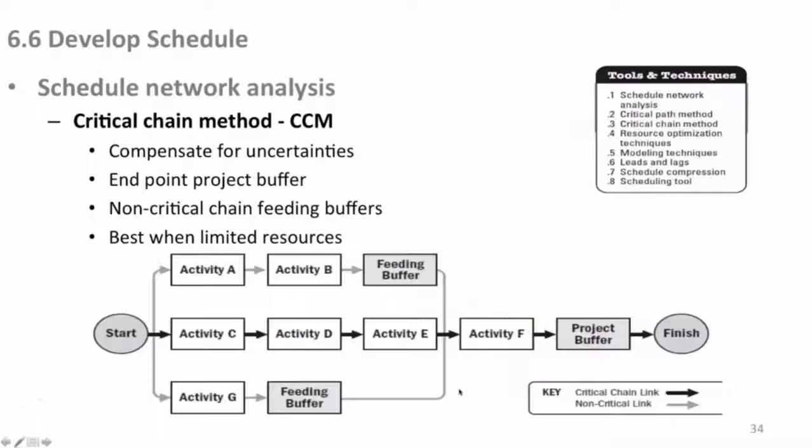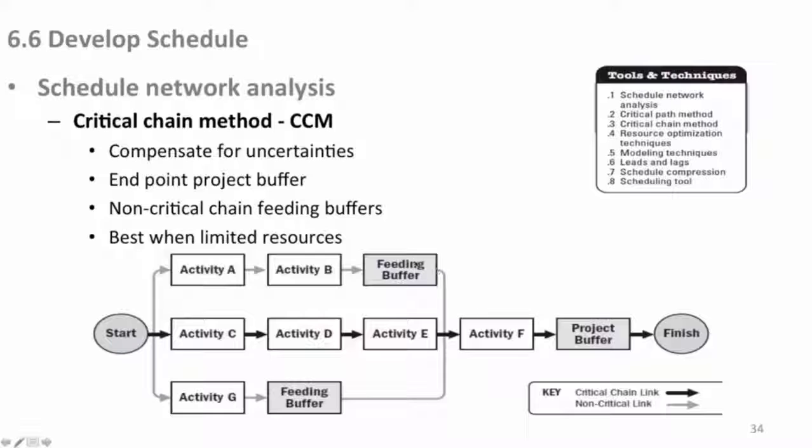Okay? So now here's critical chain. This is where you have limited resources. You use a different concept here. This is good for compensating for uncertainties. It has an endpoint project buffer, and it has these interim feeding buffers. Here's where you would put arbitrary time in there to compress and expand your schedule to meet your needs.